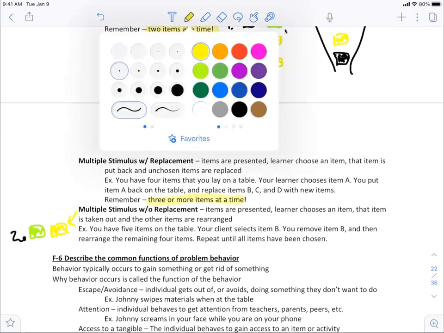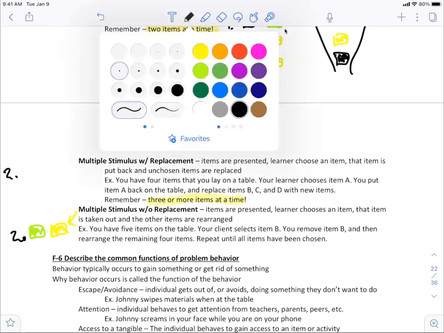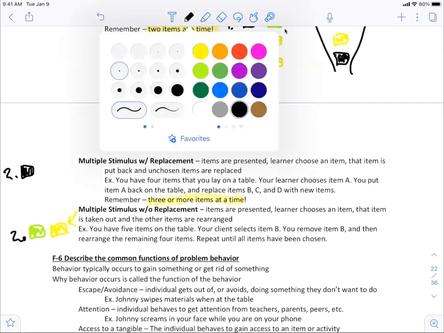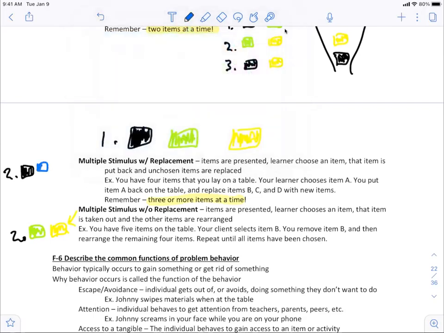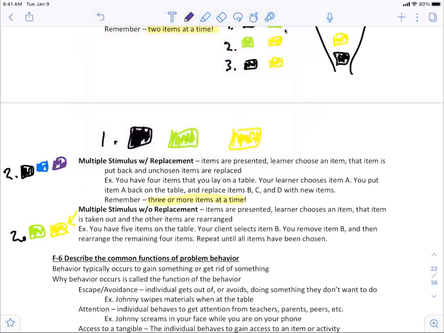What about multiple stimulus with replacement? We're going to do the opposite, okay? They choose the black square, right? We are going to leave the black square in, and we're going to replace the other 2 squares with brand new items. Very straightforward. You learn this stuff on your RBT exam. Maybe you just need a refresher, okay?